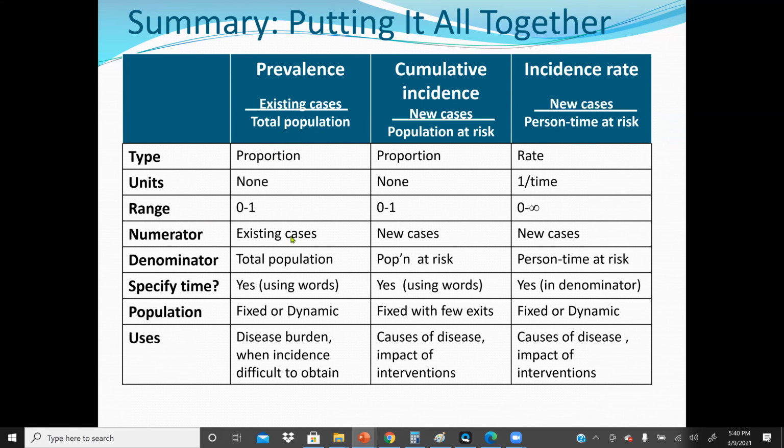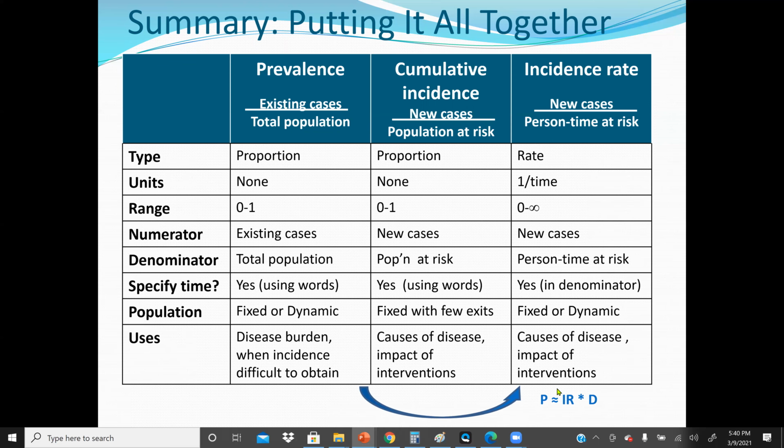The numerator will be existing cases for prevalence. The numerator will be new cases for cumulative incidence, and incidence rate also uses new cases. For the denominator, we have the total population for prevalence. With cumulative incidence, it will be the population at risk. And we know incidence rate goes with person-time, so person-time at risk.